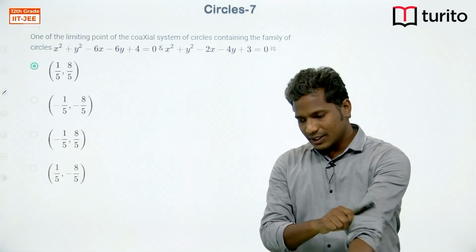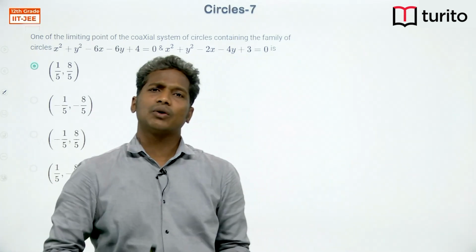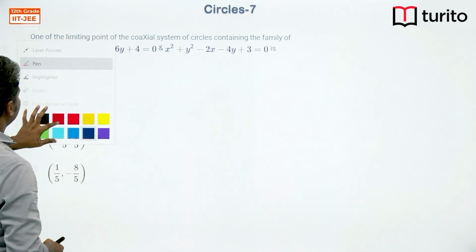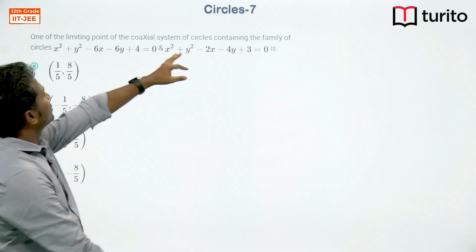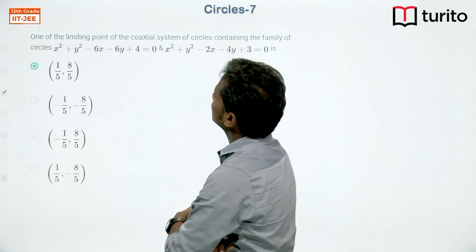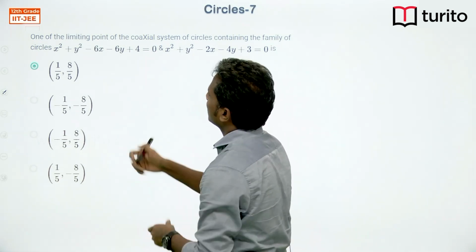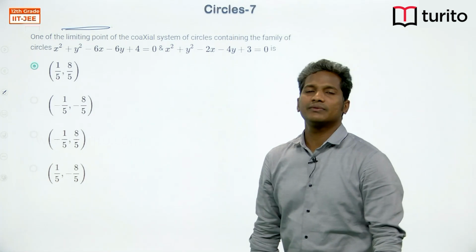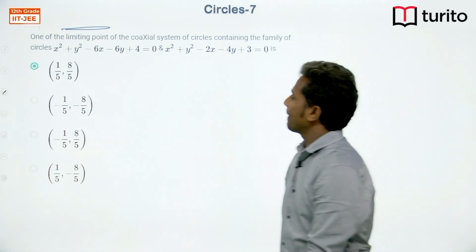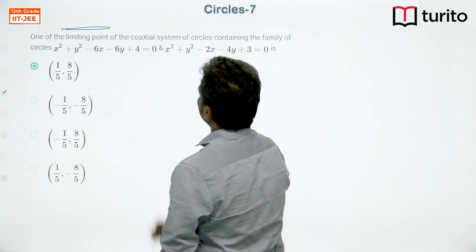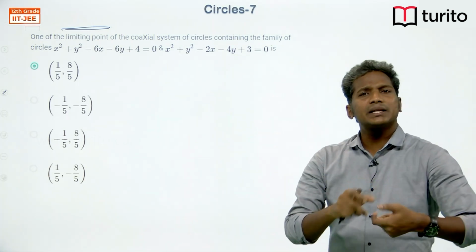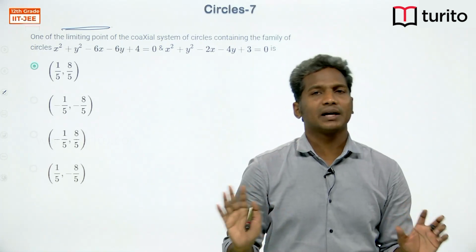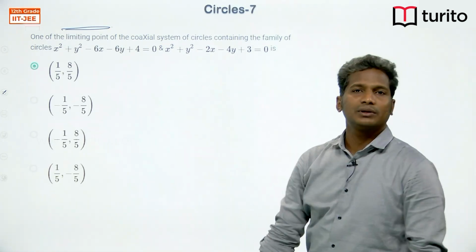As I said earlier also, this is a borderline concept, much deeper questions will not come on these concepts. So here I will take blue color. One of the limiting points of the coaxial system of circles containing the family is what? So basically we have to find the limiting points. To find the limiting points, first we have to form a system. Now, here two circles are already given. Whether these two circles are intersecting or touching or apart, it does not matter. They should have one common radical axis. So first we will try to find out the radical axis.